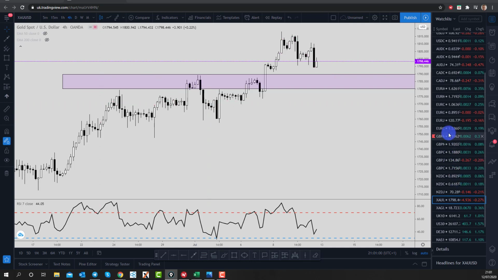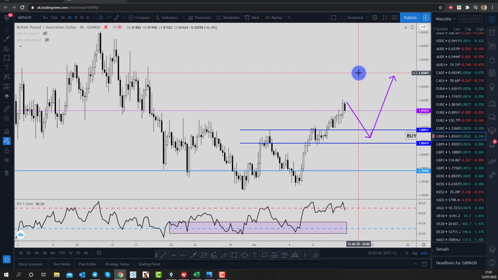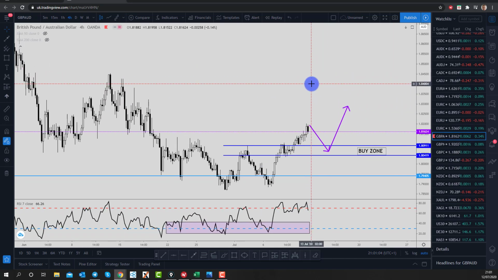For this week, very much focusing on pound pairs. Pound Aussie to me is probably the best opportunity out there. So if we do get another pullback, could be another opportunity to get long. Obviously, we'll discuss other charts later in the week.